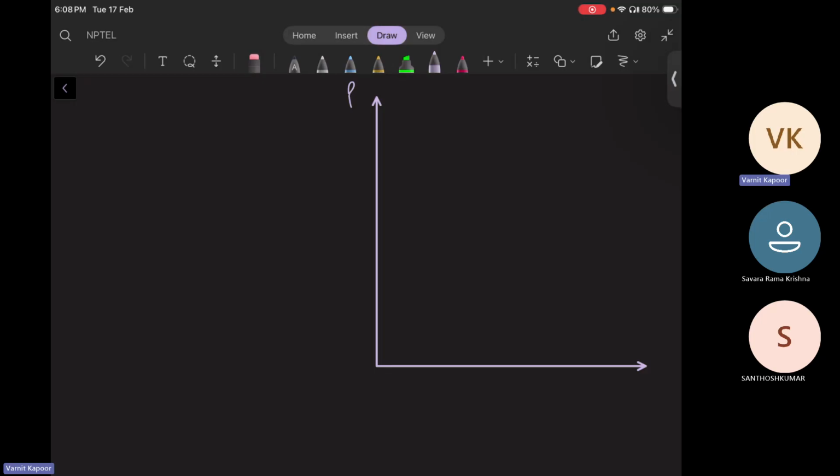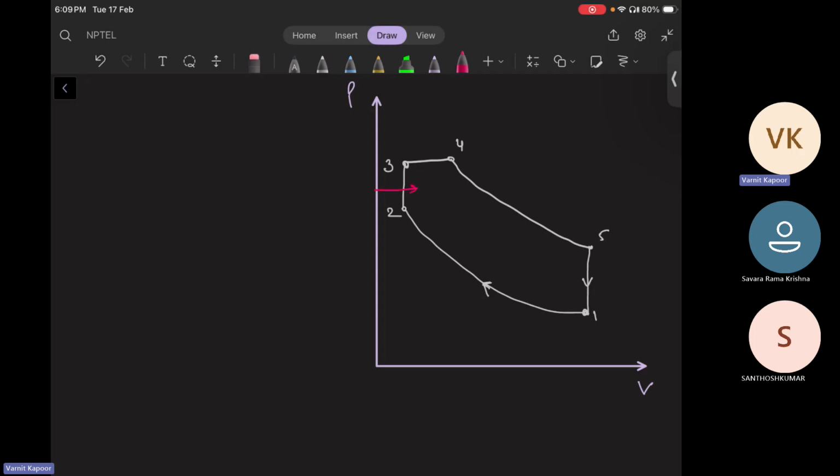So this is the pressure versus volume plot. Here, from process 1 to 2, we have isentropic compression. Then from process 2 to 3, we have heat addition at constant volume. Then from 3 to 4, we have heat addition at constant pressure. Then we have 4 to 5, isentropic expansion. And finally, 5 to 1, heat rejection at constant volume.